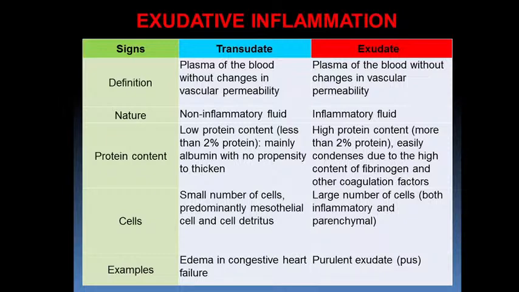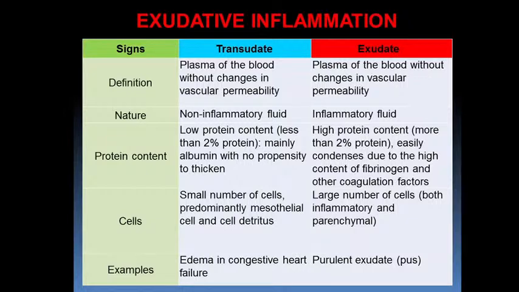In transudate, there is low protein content, less than 2% protein. Mainly this is albumin with no propensity to thicken. In exudate, there is high protein content, more than 2%. It easily condenses due to the high content of fibrinogen, which can transform to fibrin, and other coagulation factors. In transudate, there is a small number of cells, predominantly mesothelial cells and cell detritus. There are usually no inflammatory cells in transudate. In exudate, there is a large number of cells, and inflammatory cells predominate.